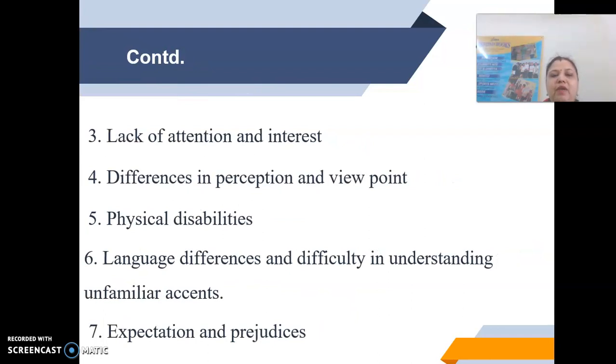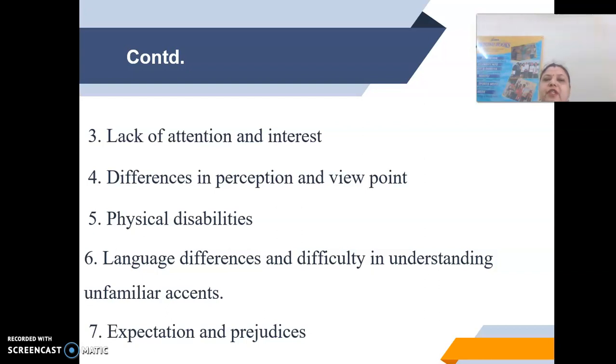Third one is lack of attention and interest. For example, our teacher is communicating something in class, and if we are not attentive and we are not taking interest in listening to her, we do not understand whatever is communicated by the teacher to us. So it is very essential that one should pay attention and show keen interest in learning or listening.